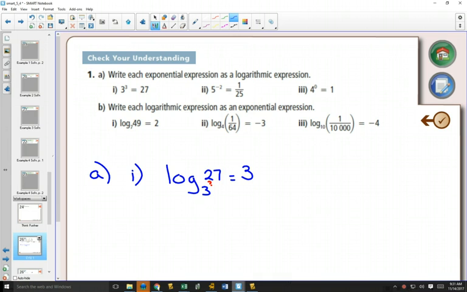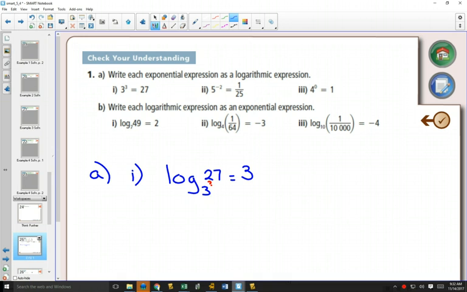I think this little question mark is useful: when you see a log, think of it as an exponential function. Logs solve for exponents. So I'm really saying 3 to what power is 27? That's what log 3 of 27 is asking.